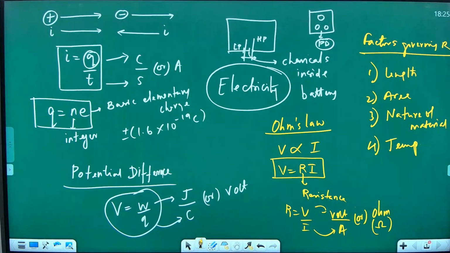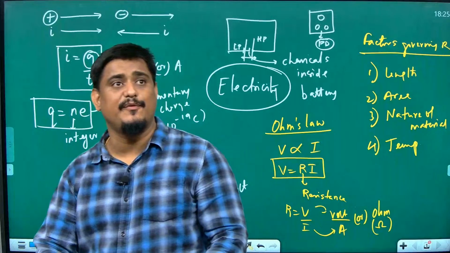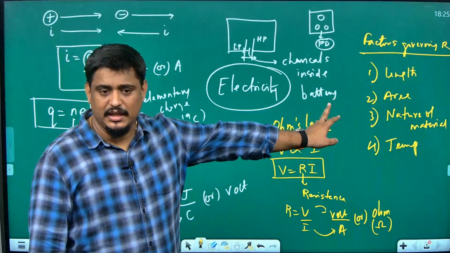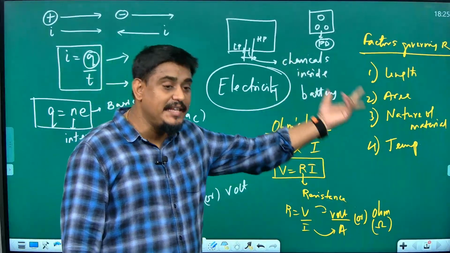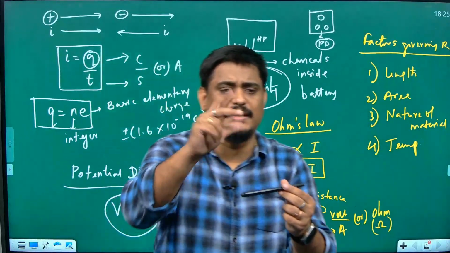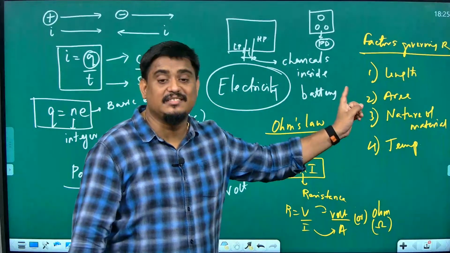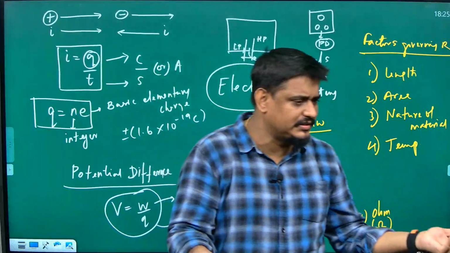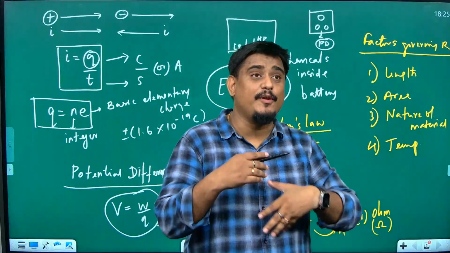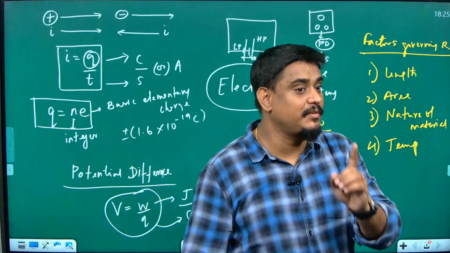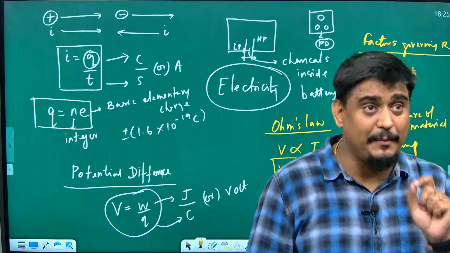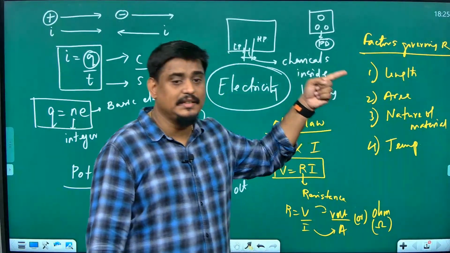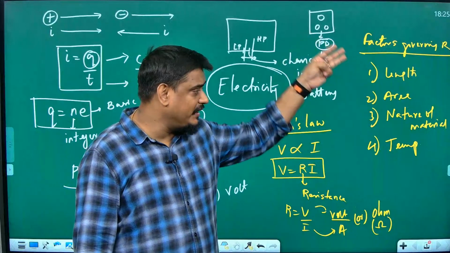It means that if 2 wires have different lengths, then they will have different resistance. If 2 wires have different area of cross section, thin and thick, they will have different resistance. If the materials are different, obviously they will have different resistance. Aluminum and copper will not have the same resistance. And if we have different temperatures, resistance will be different. It's a very important thing I am telling you. Resistance depends upon length, area, nature of material and temperature.